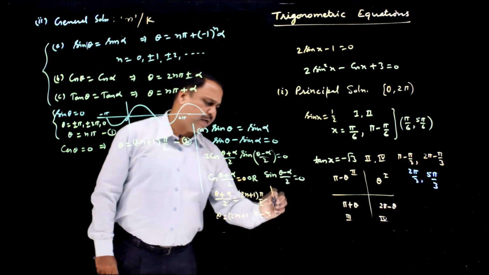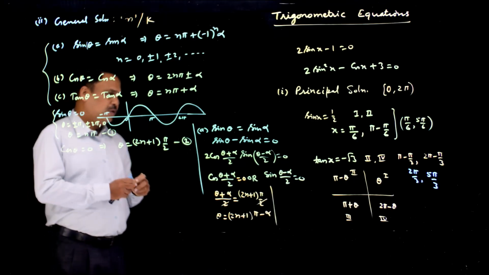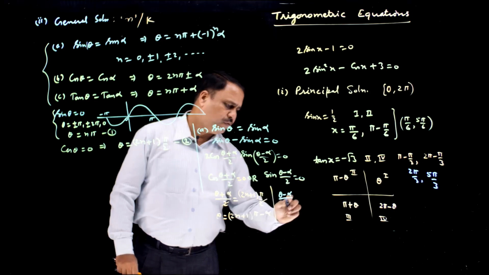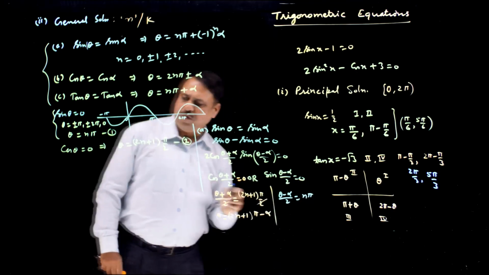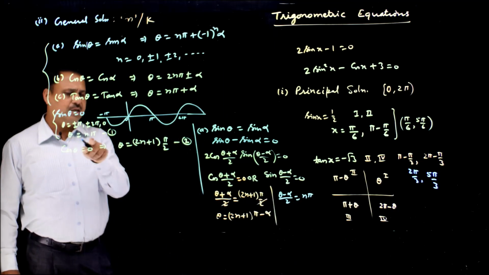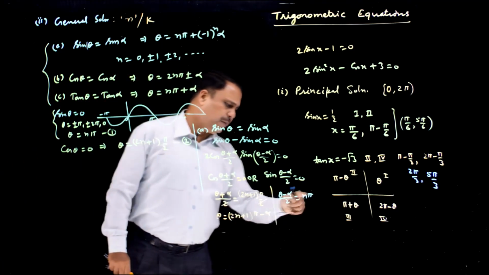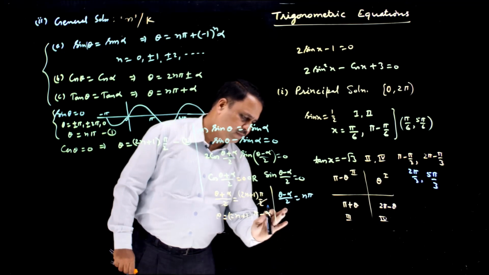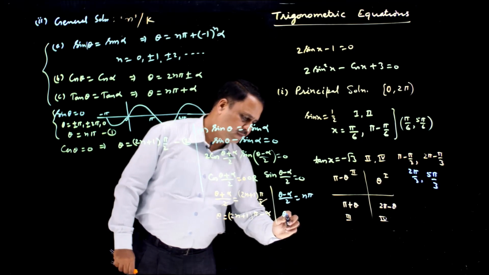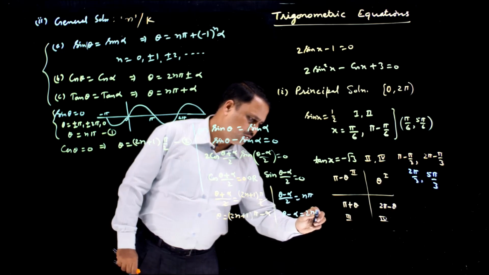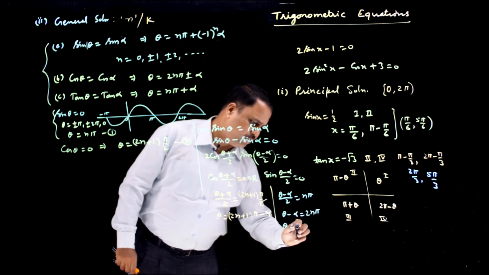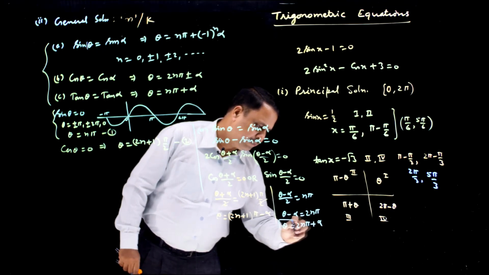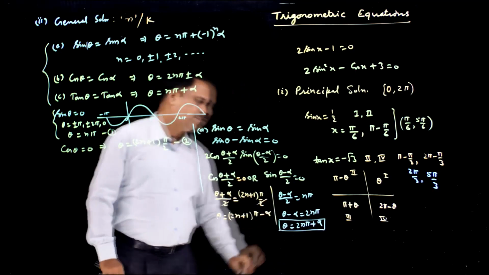Now let us solve this part. So (theta minus alpha) upon 2 is equal to n pi. From here, if sin theta is equal to 0, theta is equal to n pi. So theta minus alpha is equal to 2n pi, or theta is equal to 2n pi plus alpha.